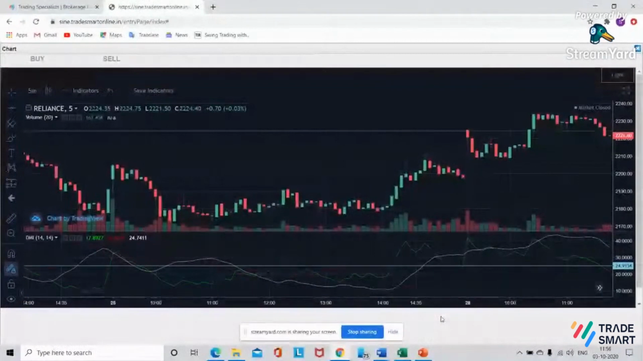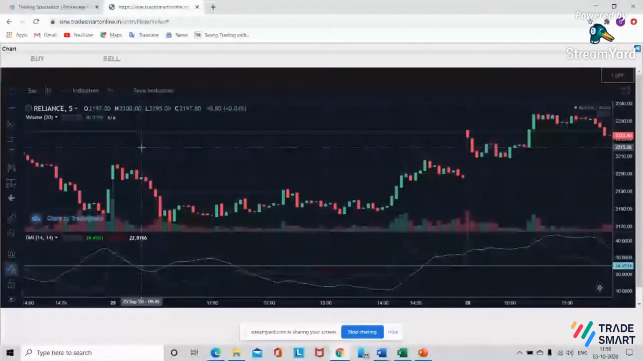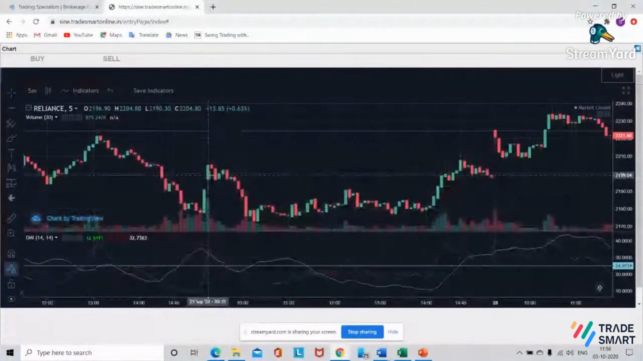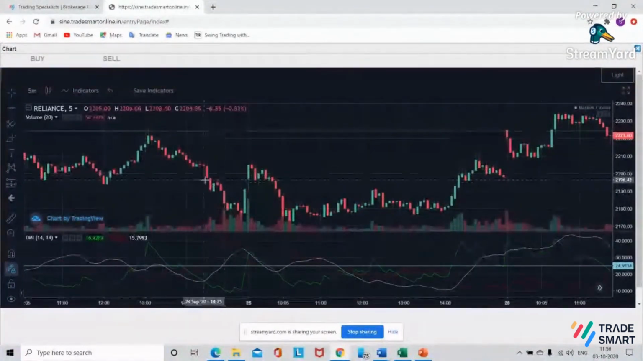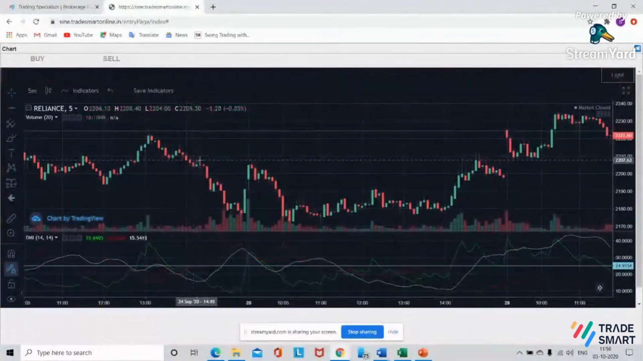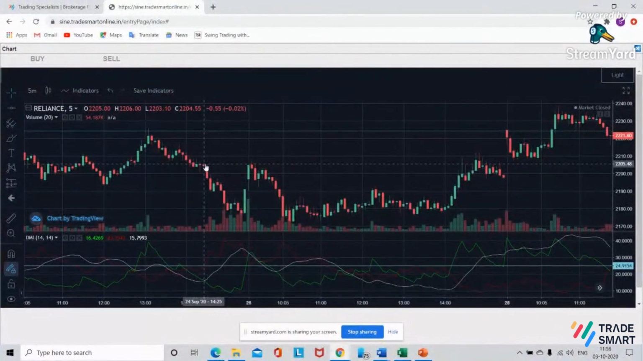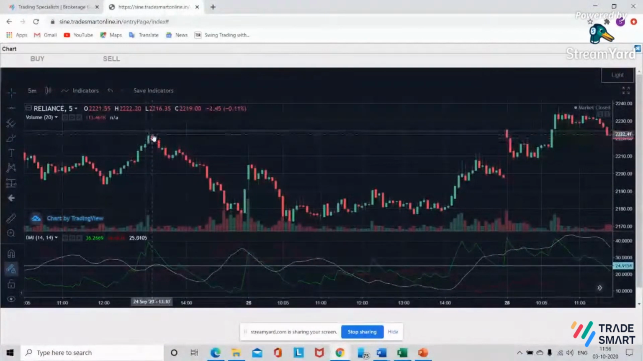So this is our platform, and we are analyzing the Reliance Industries chart, the time frame is 5 minutes, and the date is 24th of September. Time is 2:30 p.m. What happened in the market after a significant change in the trend?